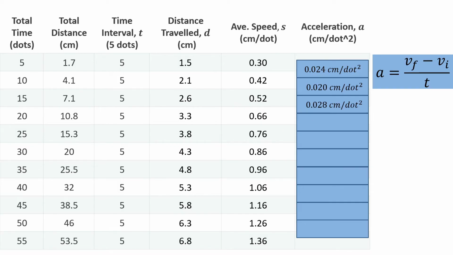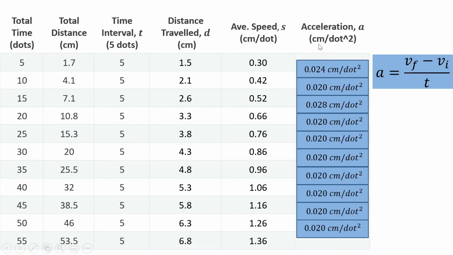Our goal here is to determine the uniform acceleration for this trial. If you compute this, this will be the acceleration. As you can observe, most of this acceleration is 0.020 because as the cart moves downward, the acceleration should be constant. So ideally, the acceleration here should be the same. You also have to get the average of this, so to get the average, you add all this acceleration divided by 10.